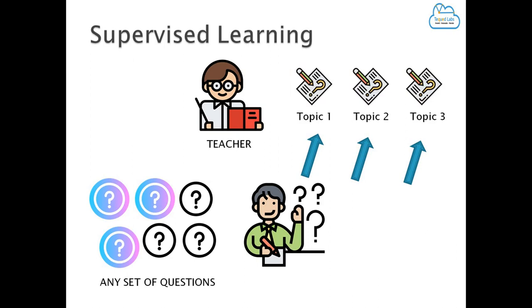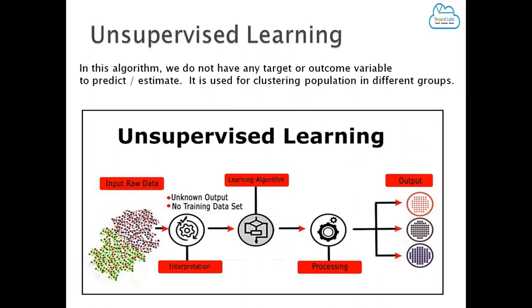In supervised learning, the output is already given. You just need to get the data, that is the input data, and correlate it to the different outputs that have already been defined. So this is the concept of supervised learning. Then we have the concept of unsupervised learning. What is unsupervised learning? It is very simple to understand.